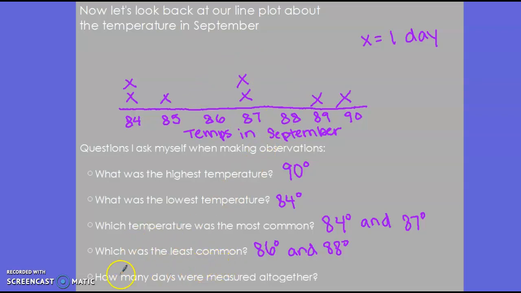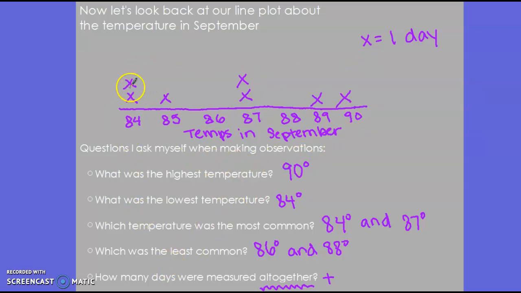The last question says, how many days were measured all together? Remember, this all together is a good indicator that we should add. So when we're thinking about this, it's how many days, not how many temperatures, how many days. And if we know that each x equals 1 day, then we should just be able to count these x's and see how many days we measured the temperature.